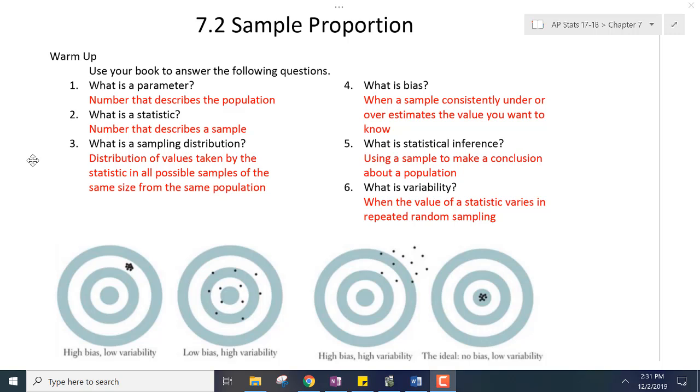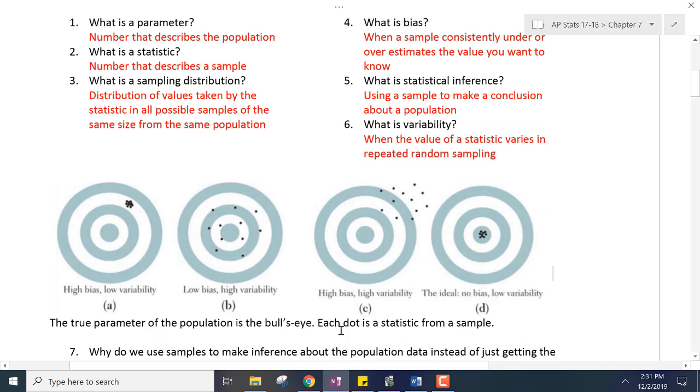Statistical inference is using a sample to make a conclusion about a population. And variability is when the value of a statistic varies in repeated random sampling. So it kind of talks about these four dartboards here. So, segue into that. If we look at this first one, we have a very concentrated group, so it's low variability, it didn't vary much, but it's high bias because it's still that far away from the center.